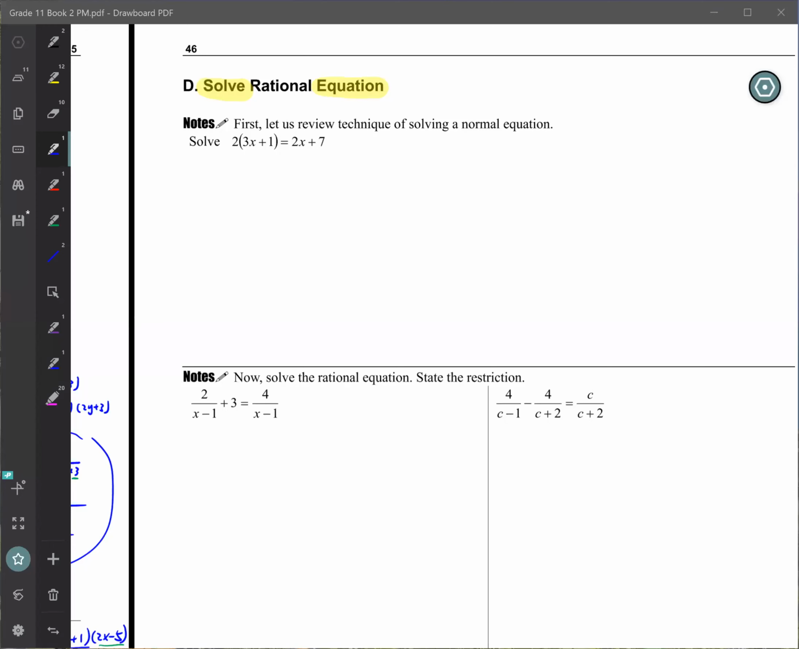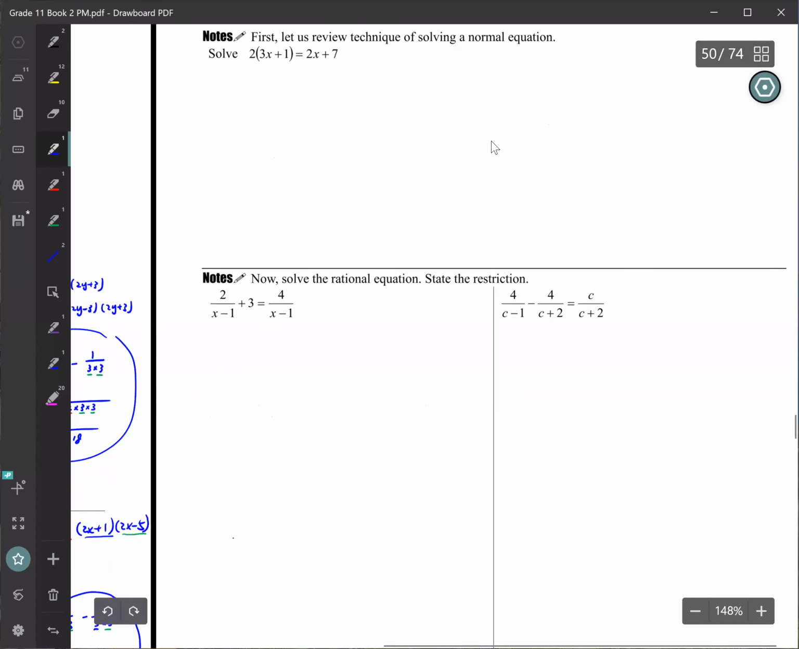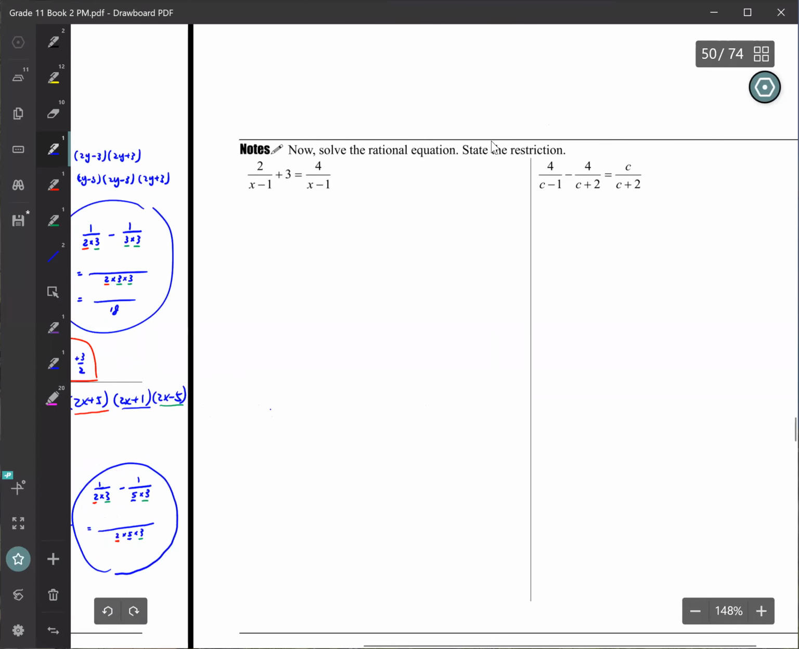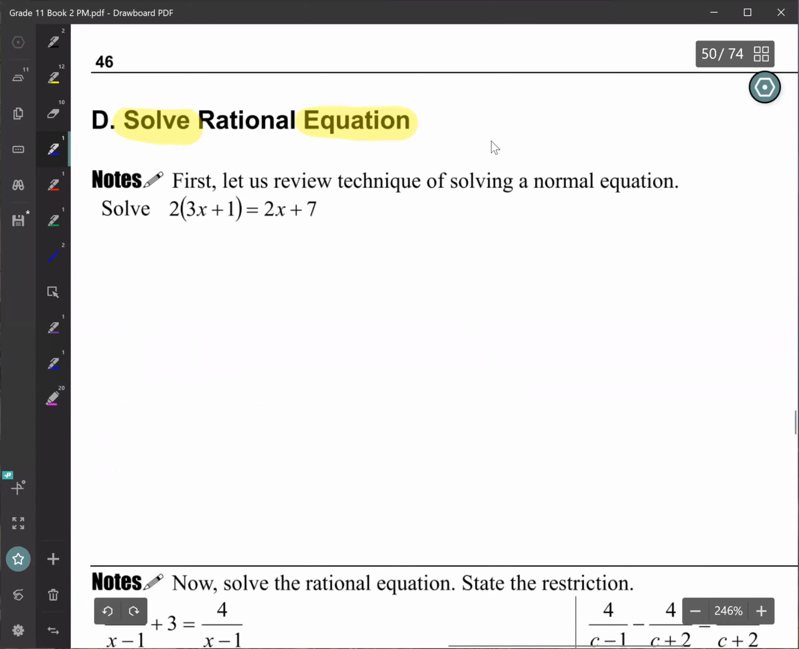So we'll review how we solve a normal equation, okay? The equation we're going to do will have rational, meaning you have denominator, right? As you can see the two questions below. But first we'll review how to solve a regular one. So it's similar to the way you find restrictions. You need to isolate x.